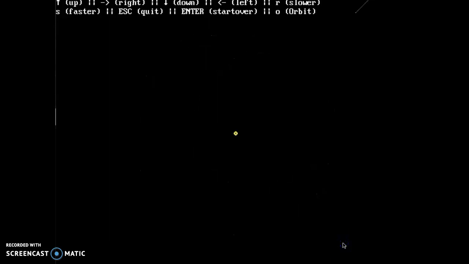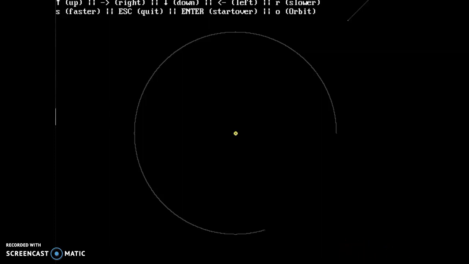So let's start over again. Now the question is, which orbit is faster, a far orbit or a close orbit? I hope I can convince you of this. So there it is going around and around. What I'm going to do is I'm just going to circle closer and closer to it. This gets kind of comical.